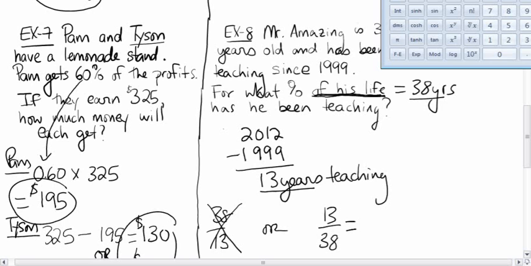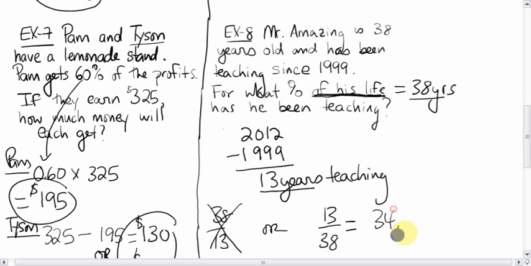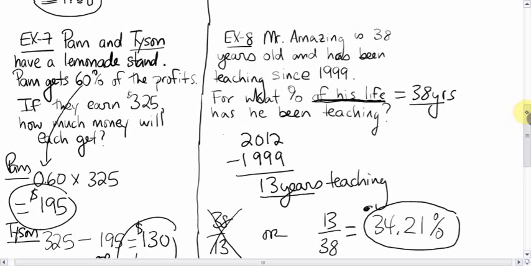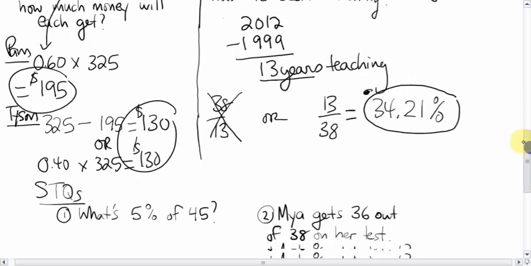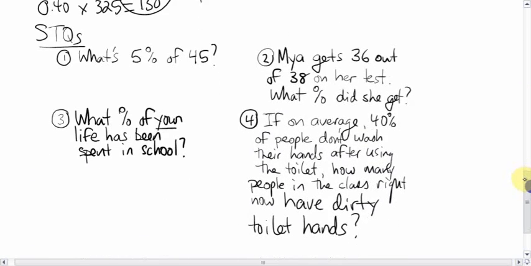So we move it 2 spots over. You get that. Remember, we round to the second decimal place, which would be right here, that 1. Because the number after it is less than 5, it stays as 1. So you're going to get 34.21. Again, big one, putting percent signs there. 34.21% of his life has been spent teaching. Over a third of his life has been spent teaching. Well, he is amazing. Here are your 4 skill testing questions.